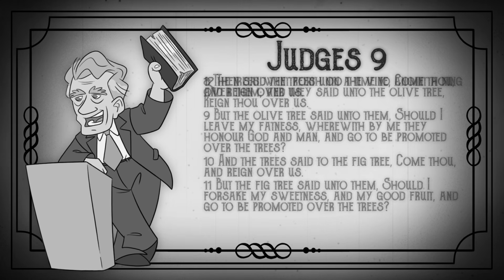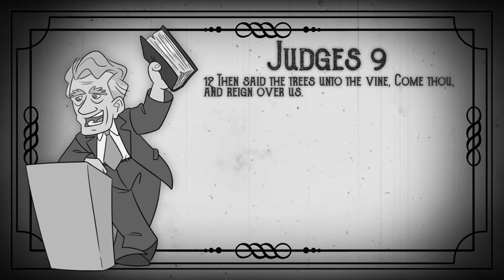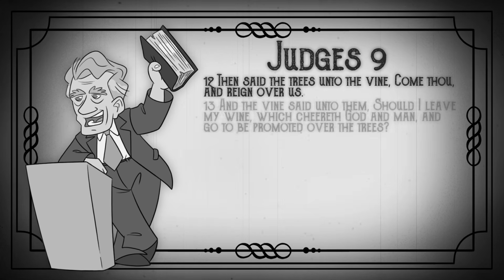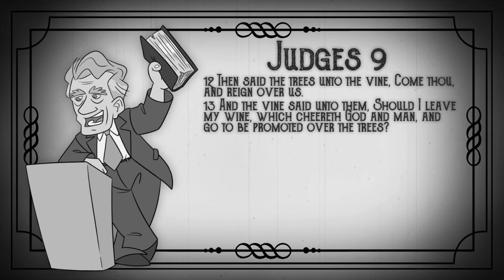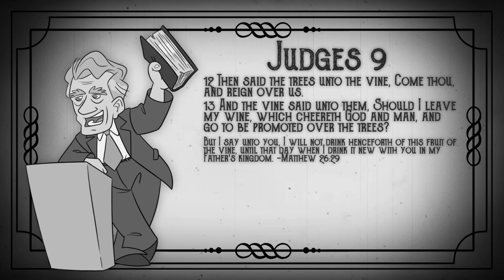Verse 12, then the trees said to the vine, come thou and reign over us. And the vine said to them, should I leave my wine, which cheereth God and man, and go to be promoted over the trees? It's connected with God. What's wine a type of? It's a type of blood. Christ says, I shall henceforth no more drink of this fruit of the vine, until the day I drink it new in the kingdom of my Father.